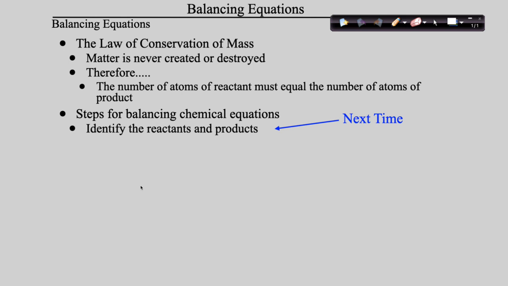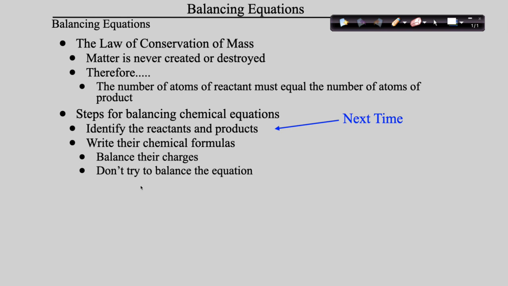Okay. So guys, step number 1 is ID your reactants and products. You're not even going to do that today. Step number 2 is write their chemical formulas. Remember the unit that we did previously where we wrote chemical formulas, and when we did the essentials, everything was essential? This is why. You need to be able to write chemical formulas. And guys, we're going to do this. And reminding, we do this by balancing charges, but don't try to balance the equation. That'll make more sense in a minute. But guys, we're going to do this later today.